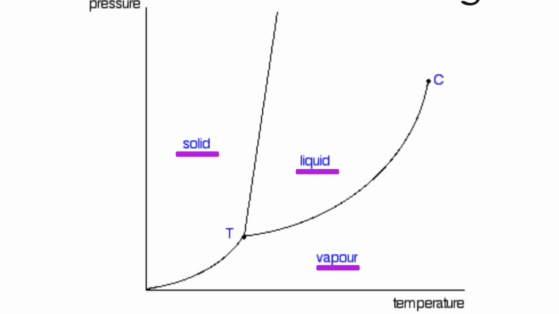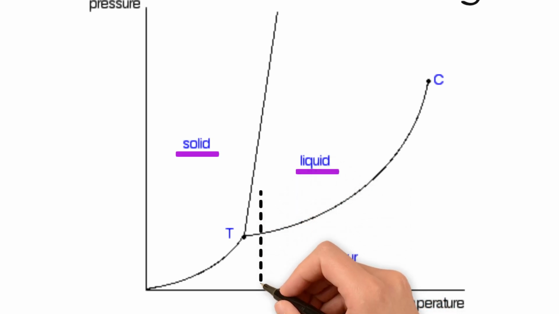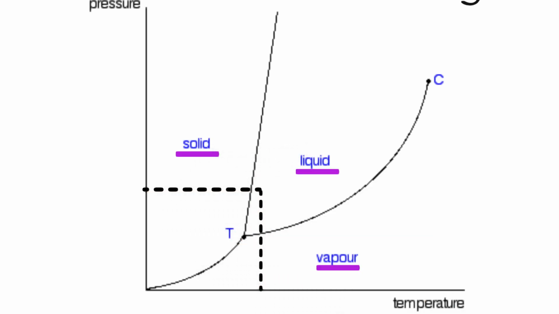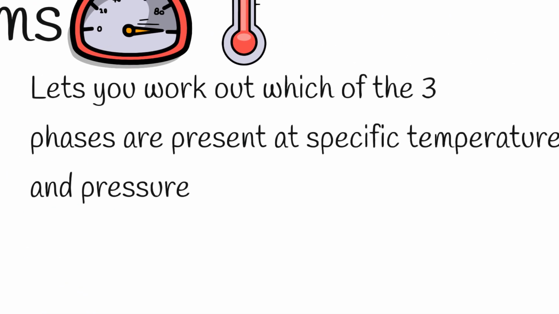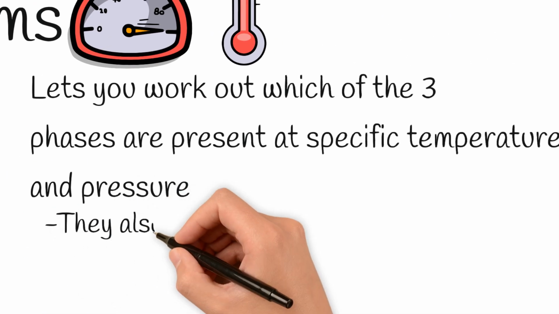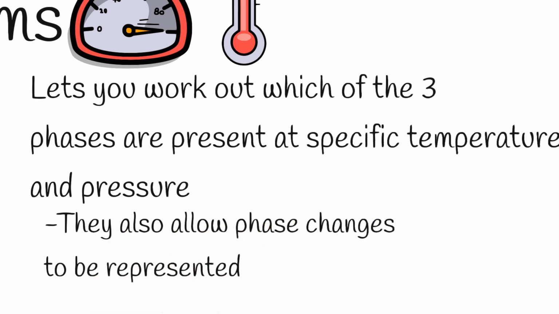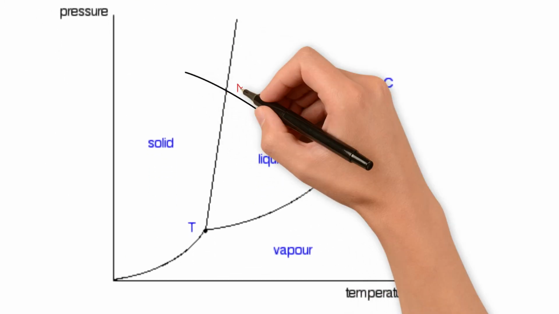We can work out which phase is present at a specific temperature and a specific pressure by reading up from the temperature axis and across from the pressure axis. In this case, a liquid is present. We can also see how phase changes can be represented by crossing the equilibrium line boundaries.